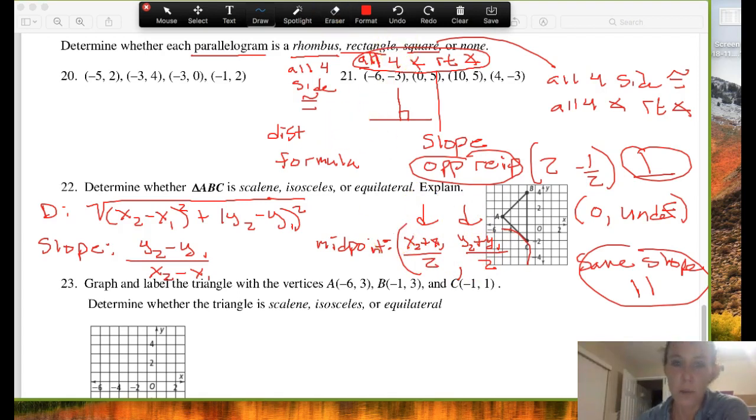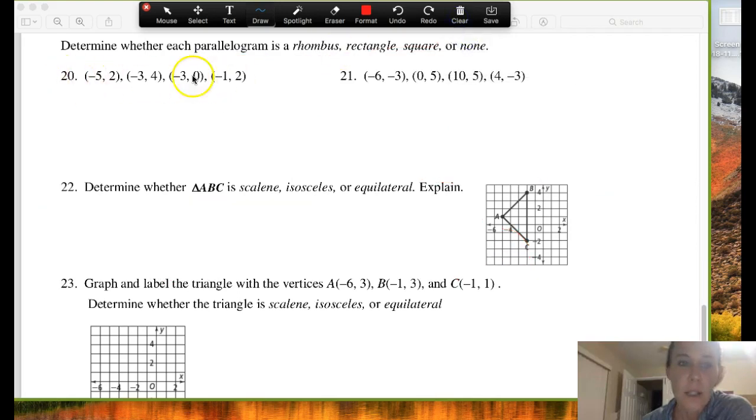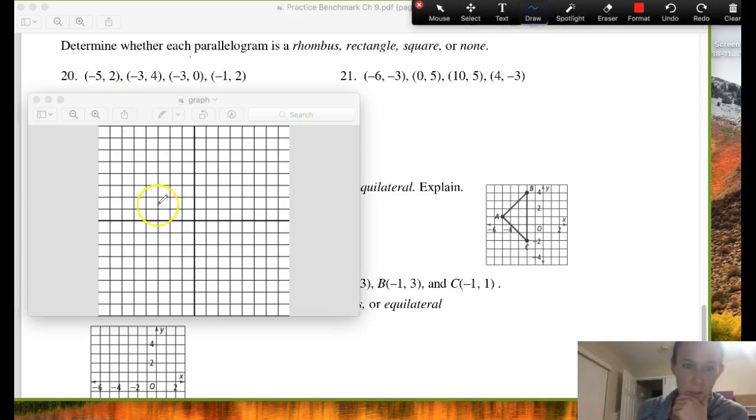All right, let's go ahead and work through these, knowing what we know. I'm actually going to pull up a graph just so we can plot them, because if I could count and not do distance formula, that would be awesome. The first point is -5, 2. There's my first point. -3, 1, 2, 3, up 1, 2, 3, 4. -3, 0, and then -1, up 1, 2.